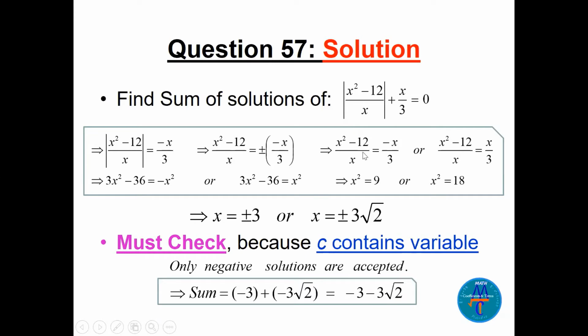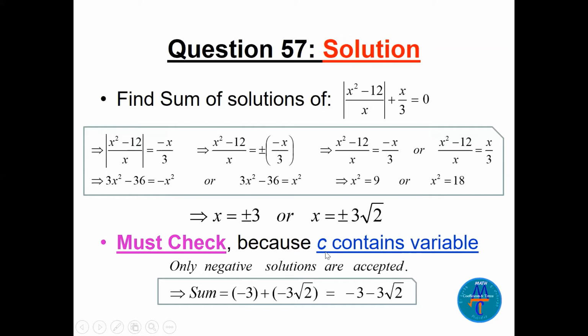Now here we rearrange the equation, cross multiply. In the first one, we get x squared is 9. Second one, x squared is 18. Take the square root of both sides. In each equation, we have 4 values for the x. We must check. The absolute value here should be positive, and we have x over 3, and there is a minus. So only the negative solutions are accepted.